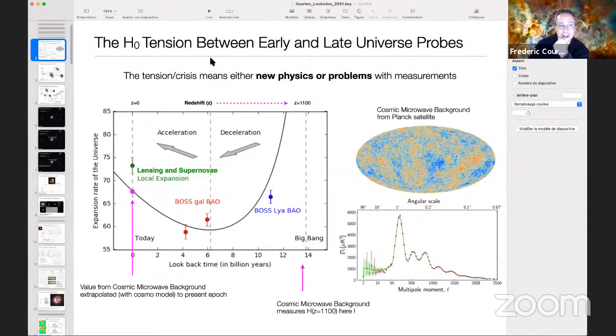So no clear answer there. Really, we can't say right now new physics or problems with the measurement. As always, it will be a bit of both, I guess.